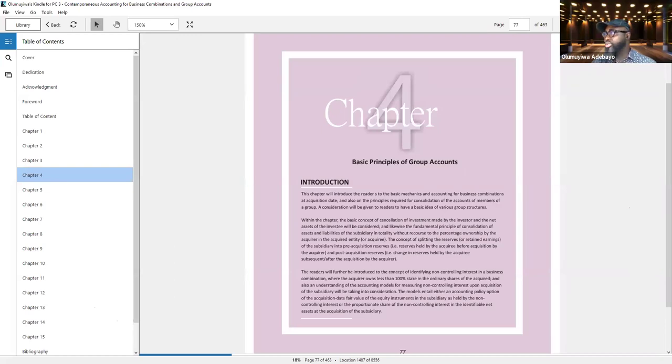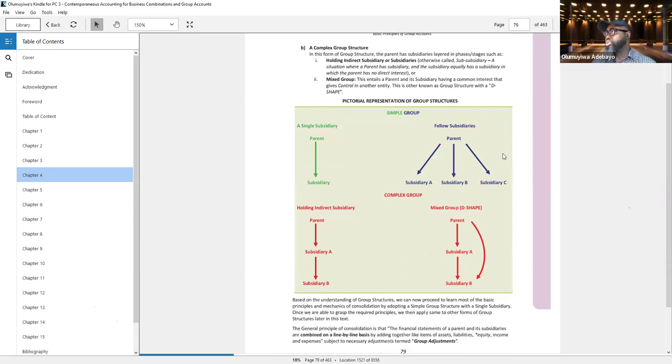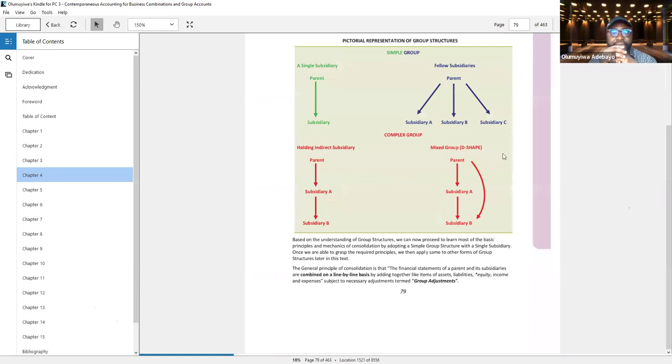There we'll look at this structure first. Now, what is group structure in this case? The fundamental group structure can come in four shapes. When I say four shapes or four forms, we can have what we call a simple subsidiary, or a simple group. We are talking about a situation where we only have two members in the group. Who are the two members? We have the parent, which is usually the mom, and we have a subsidiary. Remember that the parent is the entity that controls the other, while the subsidiary is the other entity subjected to control of the other business. In this case, we only have two members in the group, parent and subsidiary.